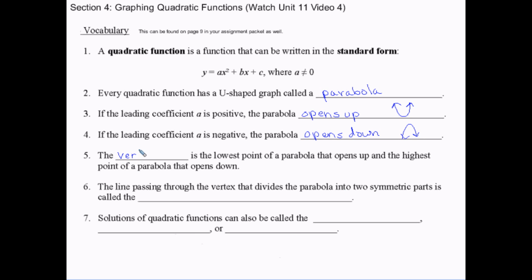The vertex is the lowest point on a parabola that opens up or the highest point on the parabola that opens down. This is the turning point in the graph, so the point where the graph changes direction. There's a line that passes through the vertex that divides the parabola into two halves. So basically it'll cut the parabola in half long ways, and that's called the axis of symmetry.